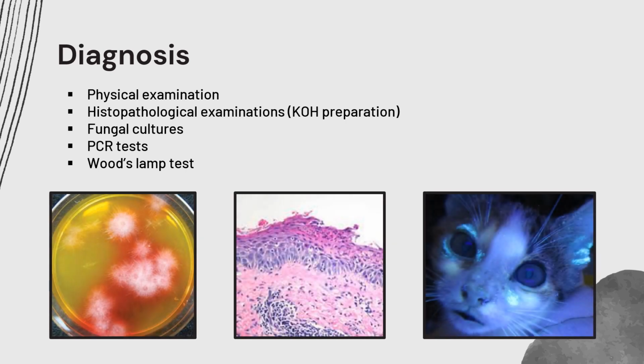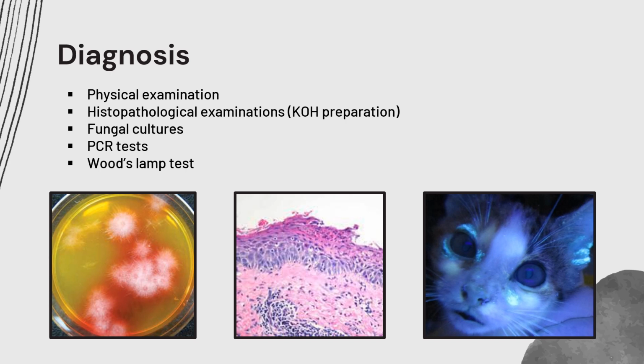Tinea is typically diagnosed just through physical presentation. However, sometimes physical examinations are not enough to diagnose tinea. In these cases, healthcare providers have several options for diagnostic testing. One option is a histopathological examination of skin scrapings or nail clippings using a potassium hydroxide preparation. This allows the person performing the examination to see the septate and branching hyphae under a microscope.